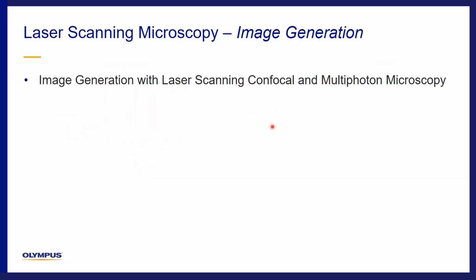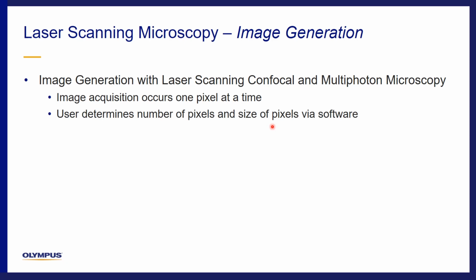So when talking about image generation, again, it's important to note that it's occurring 1 pixel at a time any time you're working with a laser scanning confocal microscope or a laser scanning multiphoton microscope. Because it's 1 pixel at a time, the user has a great amount of flexibility in that they can decide exactly the number of pixels they want to use, as well as how big each individual pixel is.